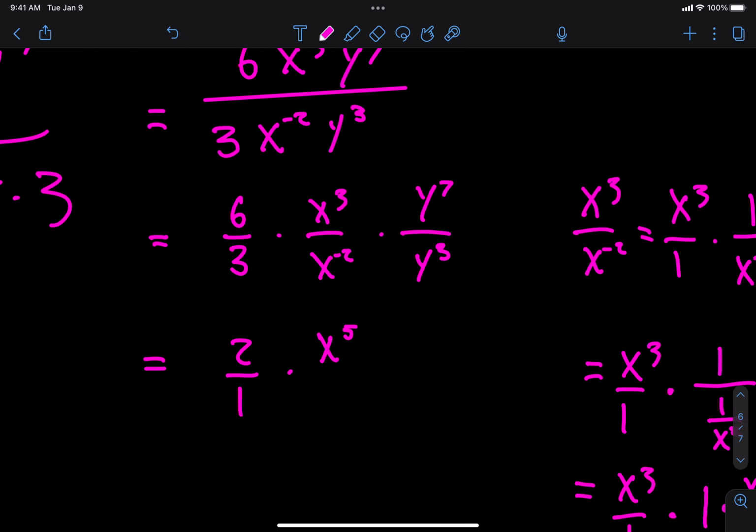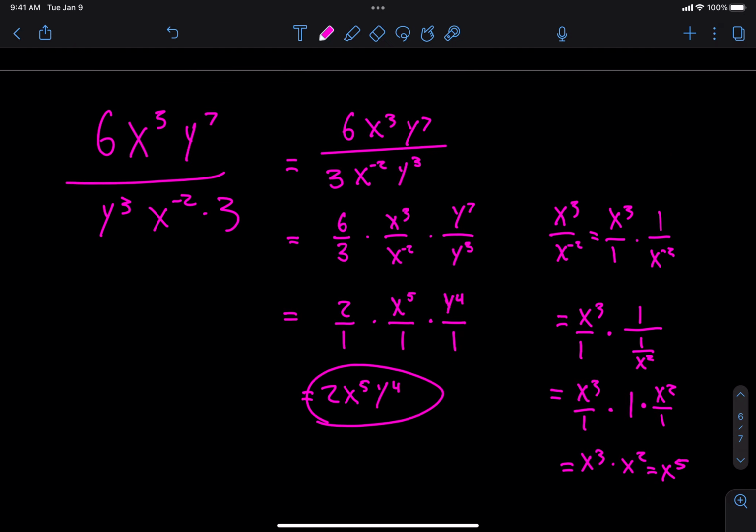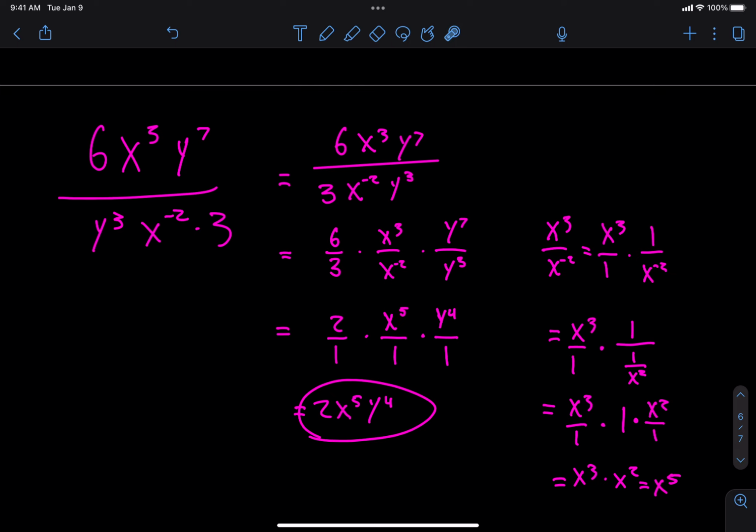Okay, so now how do I deal with y to the 7th over y cubed? Yeah, I use the subtraction rule. So this becomes times y to the 4th. What are the denominators for each of these, by the way? 1. They're 1. Very good. Okay, so at the end of the day, I get 2x to the 5th, y to the 4th. Now, this is simplified. Why? Because I have written everything as a single power of x and a single power of y, and those powers are positive. Okay?